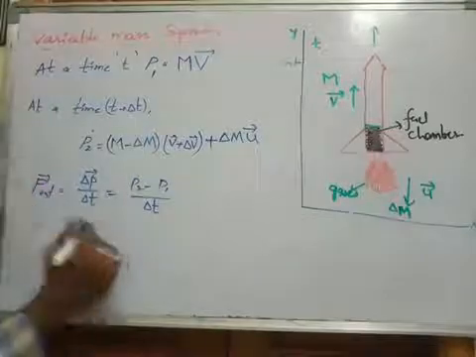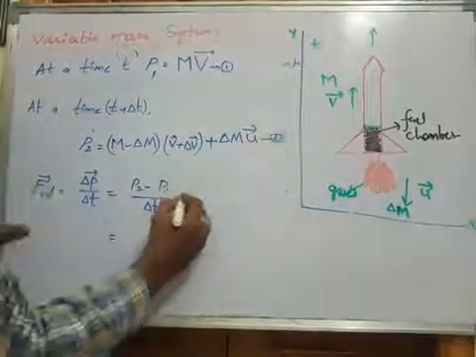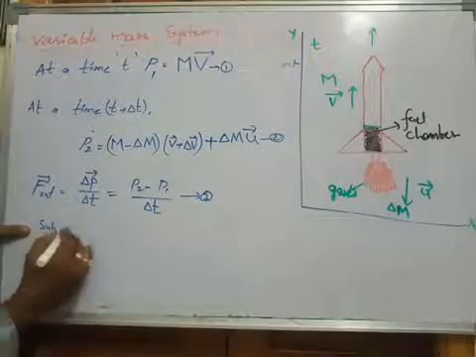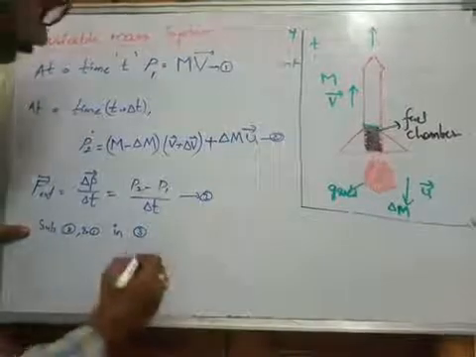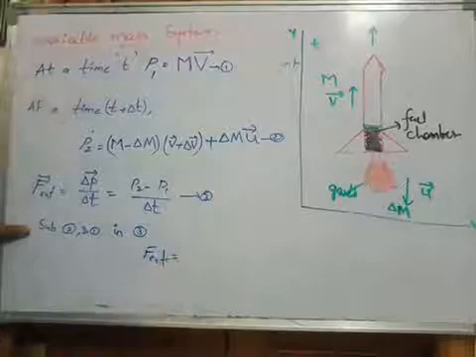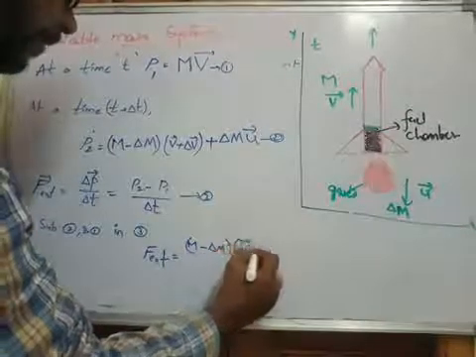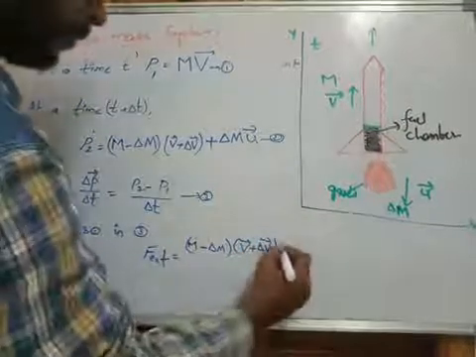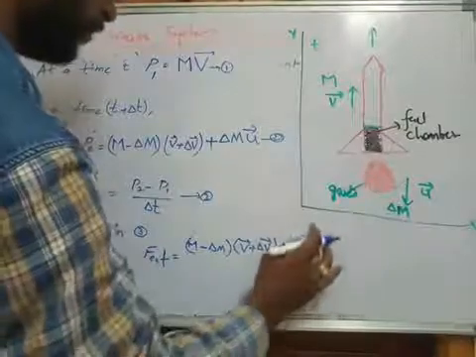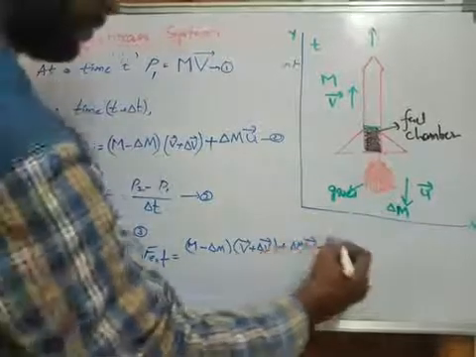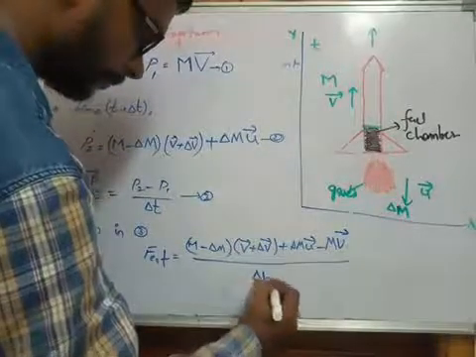Now substitute the P2 and P1 values in this equation. Assume these are equations 1 and 2, and this is 3. Substitute 2 and 1 in 3. So substituting in this equation, what do we get? F external is equal to P2, which is (M minus delta m)(v bar plus delta v bar) plus delta m u bar, minus M v bar, the final momentum minus the initial momentum, by delta t.